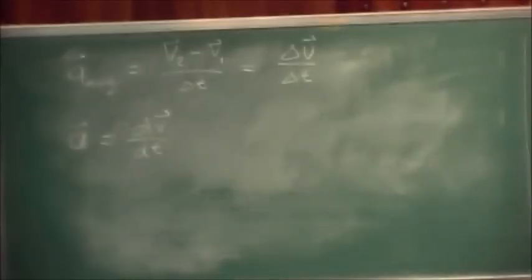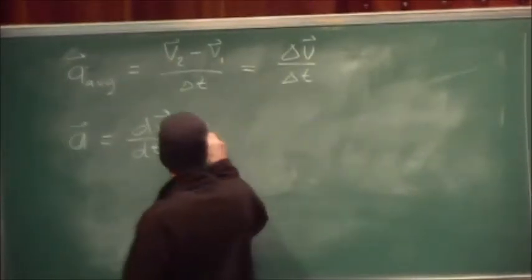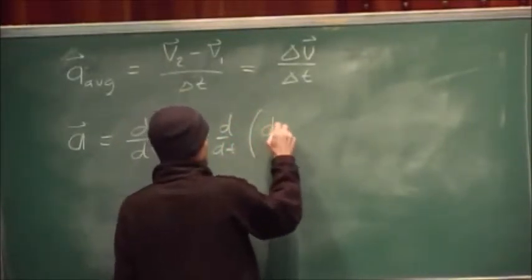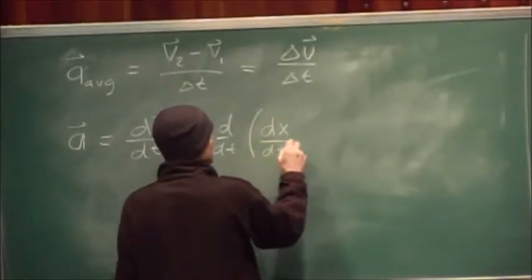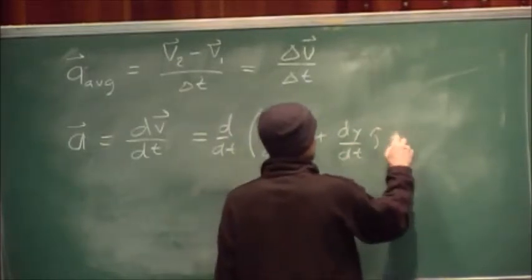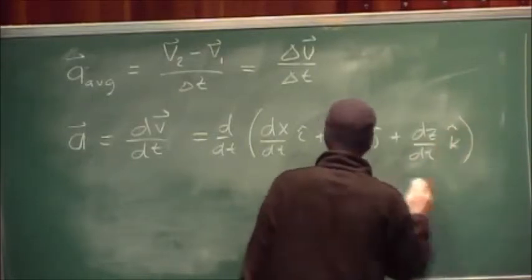Or the derivative of the velocity as a function of time. And we all know how to take care of this. We just need to know what the functional form of these are, and then we can find it. So if we say this is d/dt of, for example, dx/dt plus dy/dt plus dz/dt.